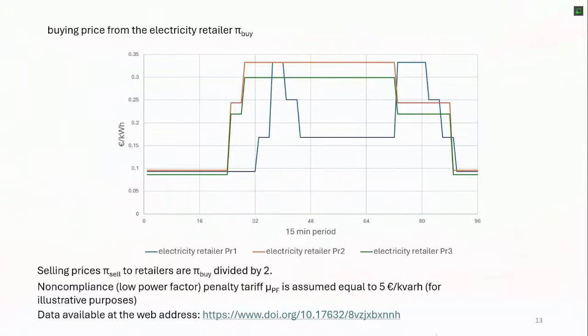Good. We have considered also different resellers, because each customer may have a contract with a different reseller. So we have considered a reseller with these profiles, that is the typical profile of the wholesale electricity market, and one profile with a low price during the night but a high price during the day, and another one that is a little bit cheaper than the other one, 10% lower. The maximum and the minimum are very similar, but the profiles are different.